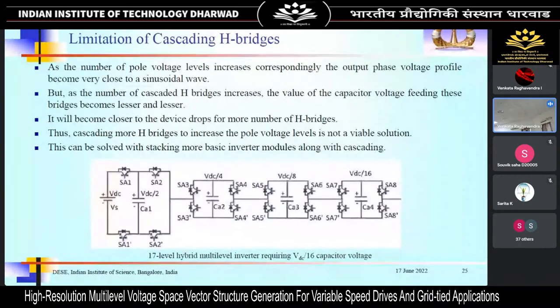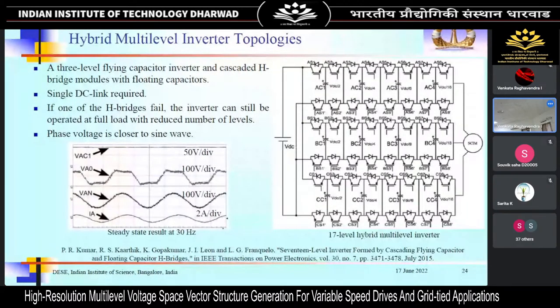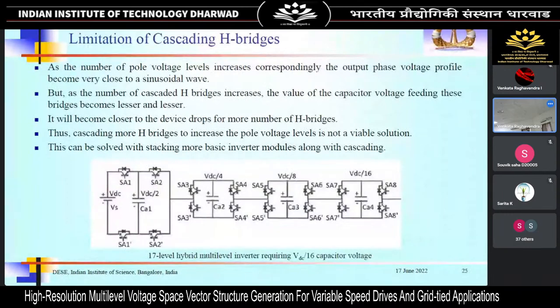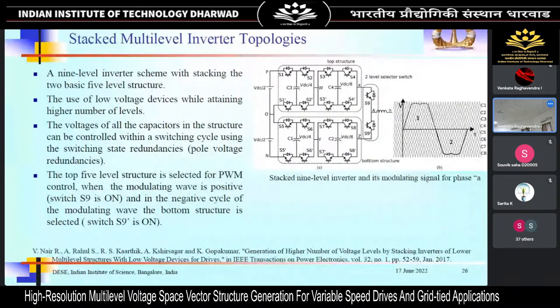Then we improved upon this one. A 5-level topology, one leg, if you see, it looks like this. That means the one leg will be like this. Then what we did, instead of only cascading, we also stack. We stack and then cascade. If you do this with the original 5 level, 2 5-levels stacked, then what will happen? This will have 5 level, this will also have 5 level, so probably 10 levels will be there. But if you see, this level is common to this one and this one. So you will get a 9 level topology here.